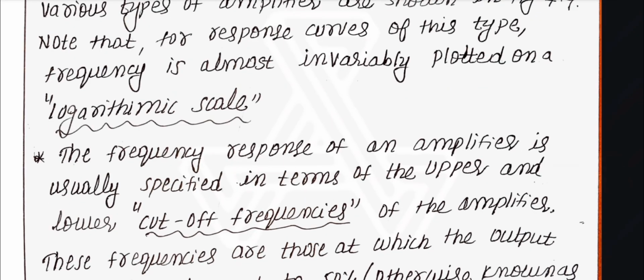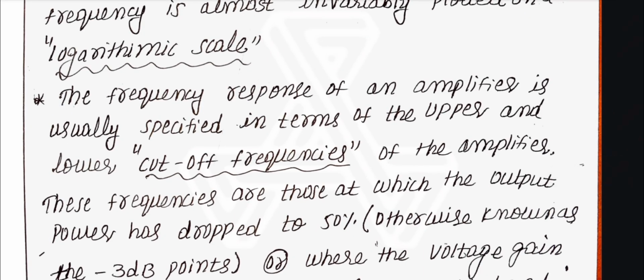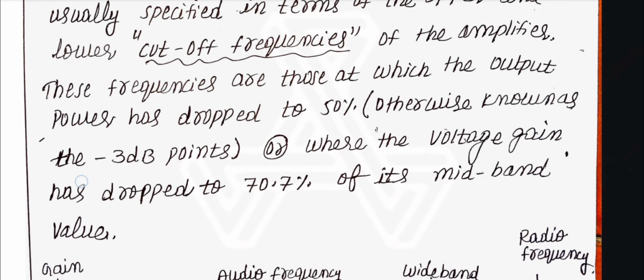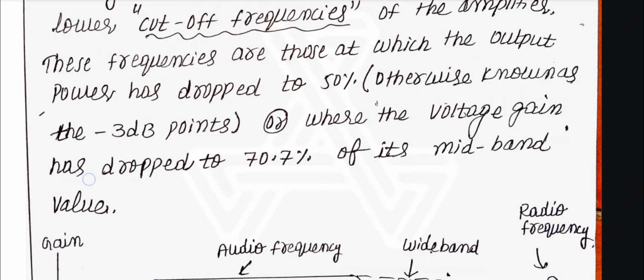The frequency response of an amplifier is usually specified in terms of the upper and lower cutoff frequencies of the amplifier. These frequencies are those at which the output power has dropped to 50%, otherwise known as the 3 dB points, or where the voltage gain has dropped to 70.7% of its midband value.